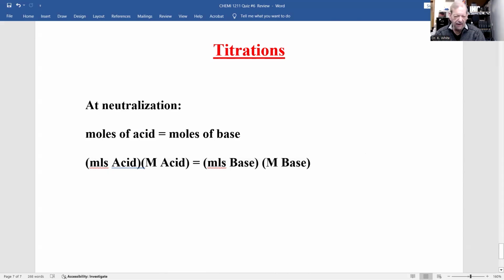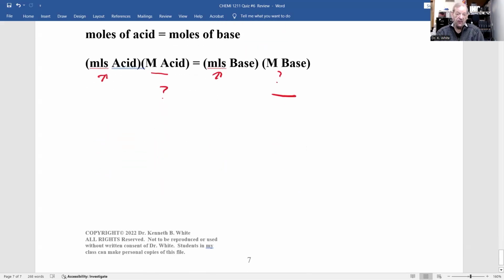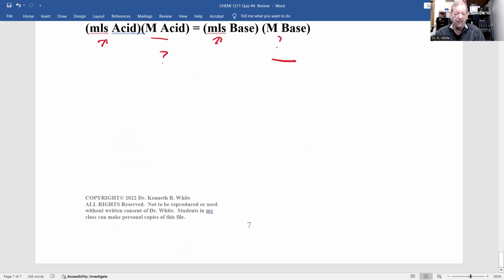And in a problem, you'll be given this, and then either the molarity of acid, and you're going to try and find a base, or you're given the molarity of base, and you're going to try and find the molarity of acid. And that's the stuff for quiz number 6, other than one thing I do want to do.